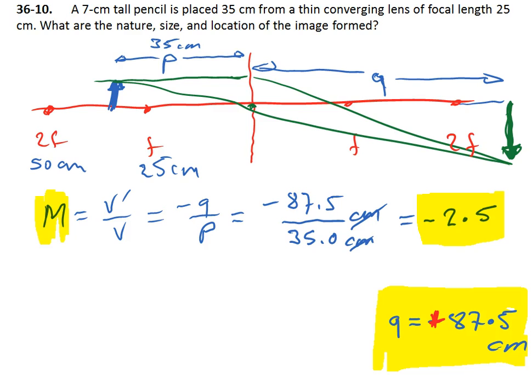And lastly, therefore, we need to calculate the size, and if the magnification is 2.5 and the original size was 7 centimeters, then 7 centimeters times minus 2.5 gives us minus 17.5 centimeters.